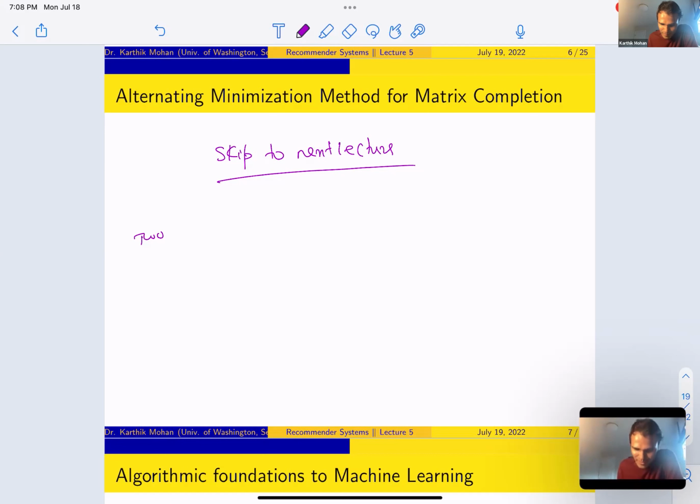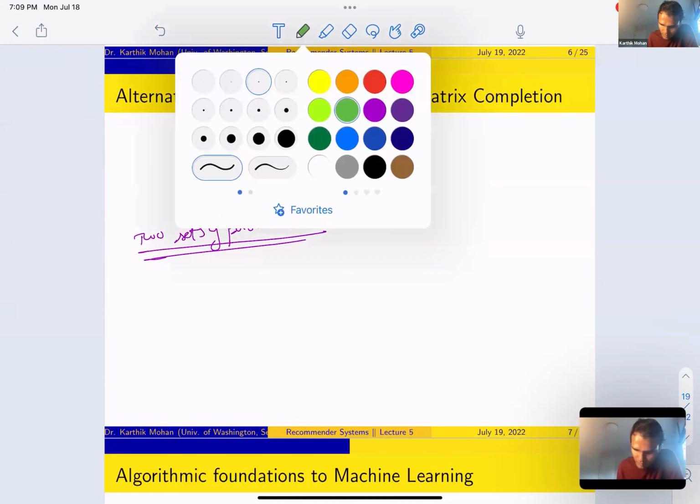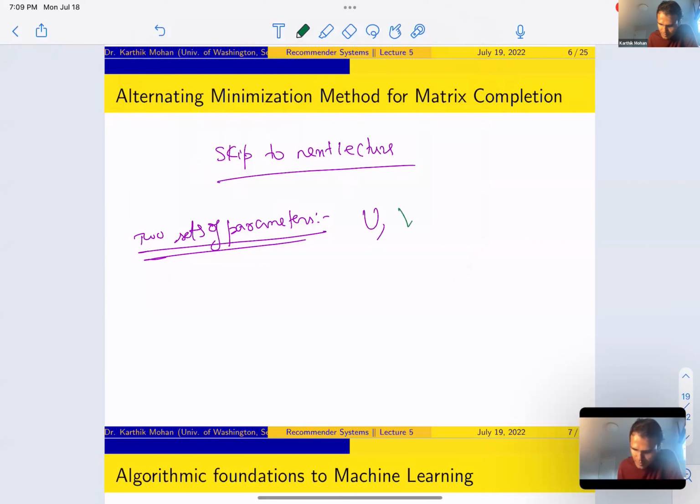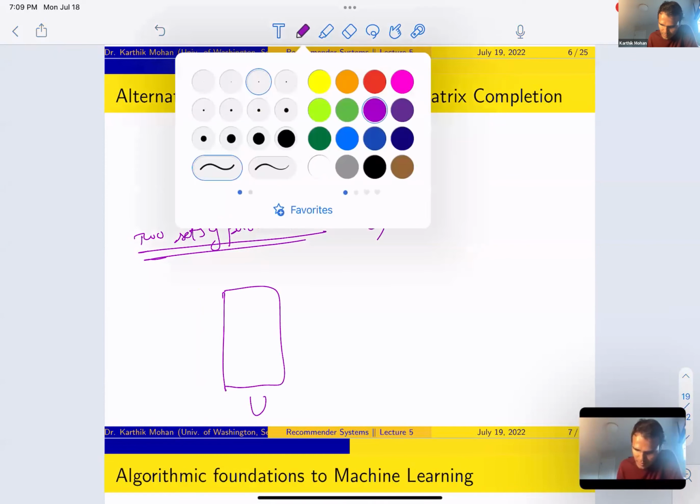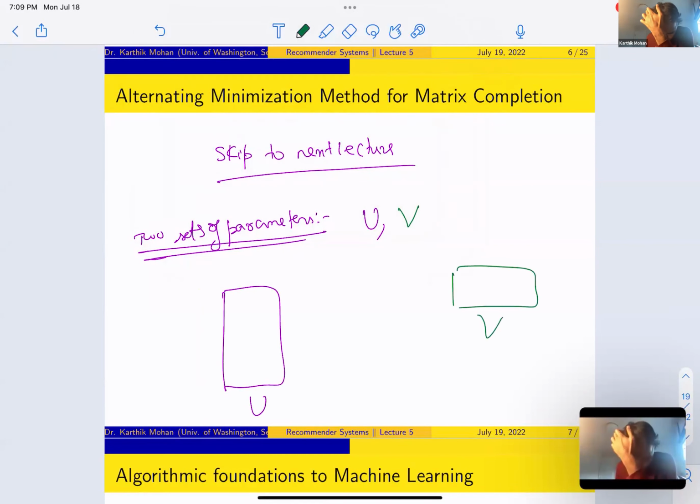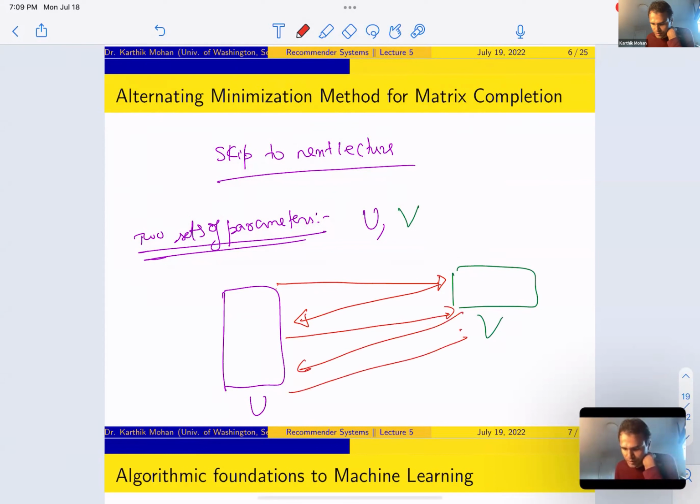So the idea is two sets of parameters. In our case, what are the two sets? There's U and then there is V, right? Let's put the U set here, then the V set here. You fix V and then you optimize for U, and then you fix U and optimize for V. It's kind of like a dance that's happening. Once you fix V, you go optimize U, and then you go back and forth. That is the alternating optimization.